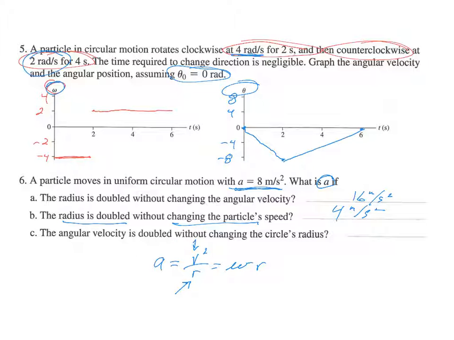And the last one, the velocity is doubled without changing the radius. Velocity, wait, the first one I pointed to v. I should have pointed to r, my bad. Now we're doubling the velocity. So 2 squared is 4. 4 times 8 is 32 meters per second squared.